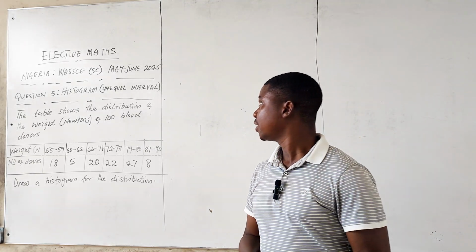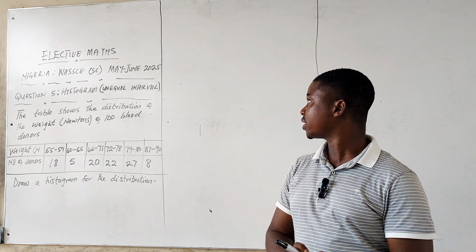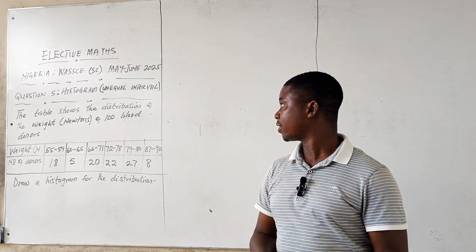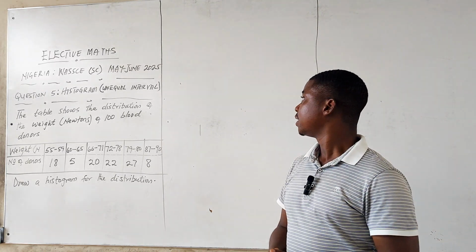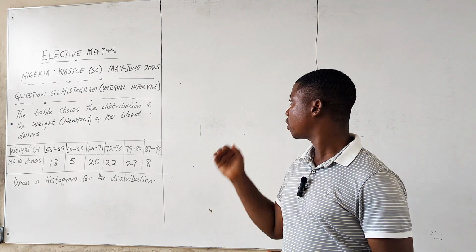Today, our lesson is going to be centered on Elective Maths WASSCE 2025, question number 5. Question 5 is on histogram, which is statistics, and the histogram is on equal interval.